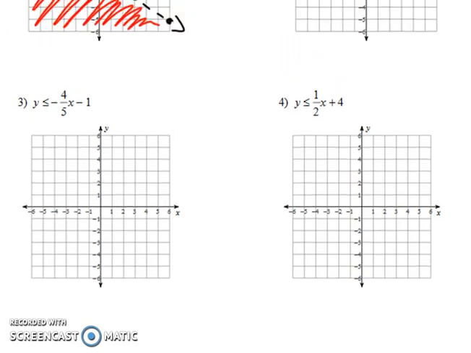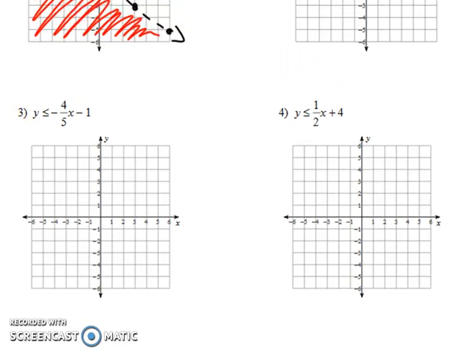If you want, you can try these on your own and press pause and see if you get the right answer. So the first thing, I'm going to graph this y-intercept at a -1. My slope is -4/5. So that means I'm going to go down 4 and right 5. So down 1, 2, 3, 4, right 5. To get more points up here, I'm going to go up 4, 1, 2, 3, 4, and over 5.